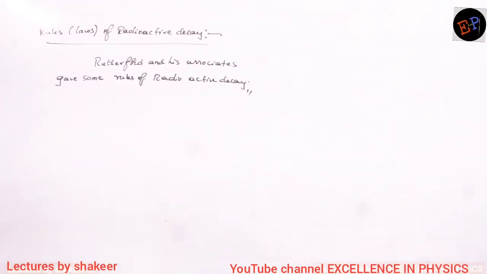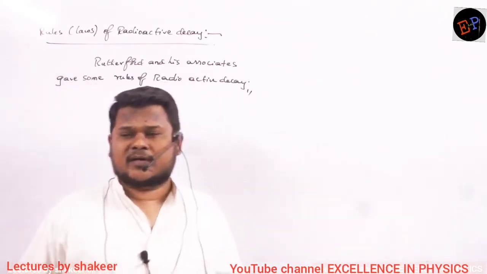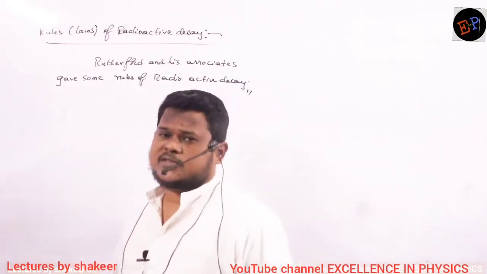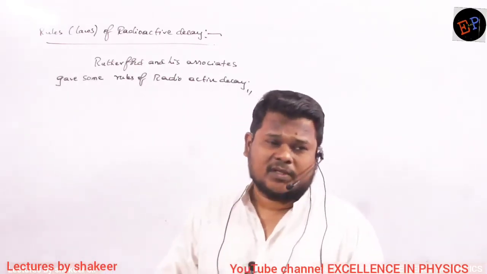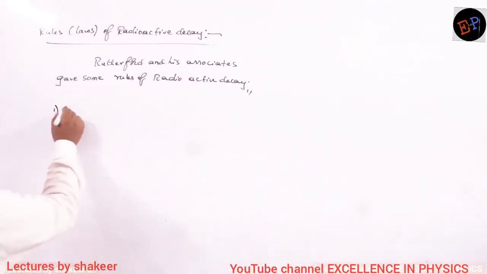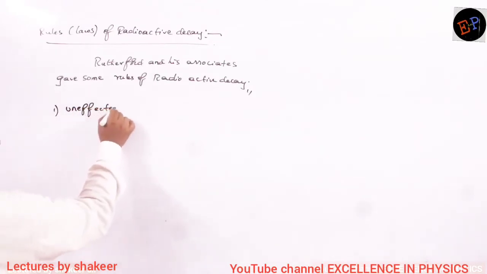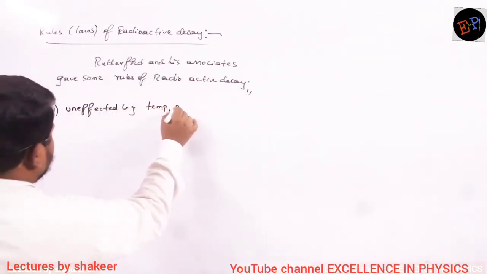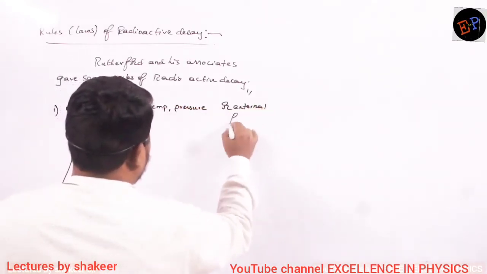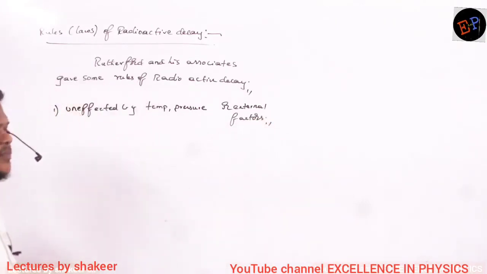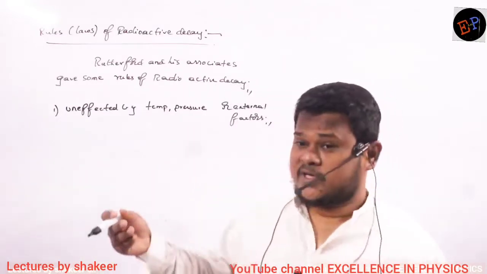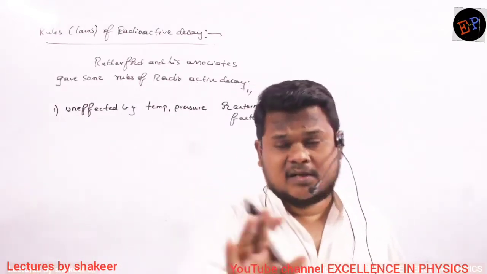So next, rules of radioactive decay. What are the rules followed by radioactivity for giving these alpha, beta and gamma particles? So Rutherford and his associates gave some laws. They gave some rules of what is the process in which this radioactivity will take place. So the first one which they said is that it is unaffected by temperature, pressure, or external factors. Already we discussed this point: whatever may be the temperature of radioactive substances and how much pressure you put on them, and if you apply any external force, they are not affected by any of them.